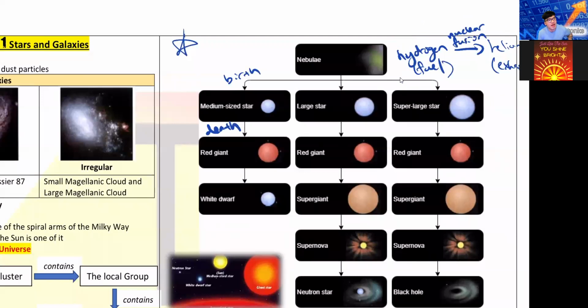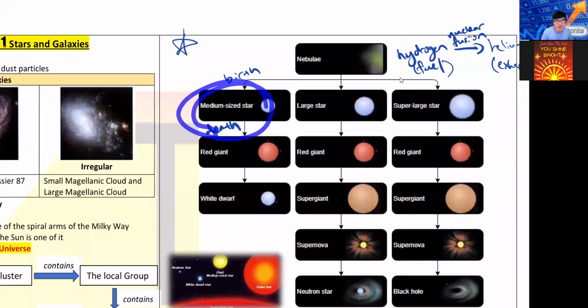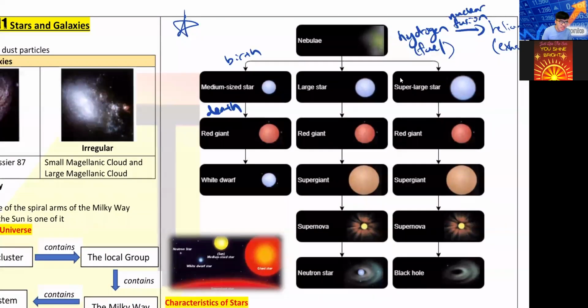Okay, death of a star, kematian bintang. So in this case, our sun is this one. Our sun is a medium-sized star. Since this is a medium-sized star, when they die, it's less dramatic.